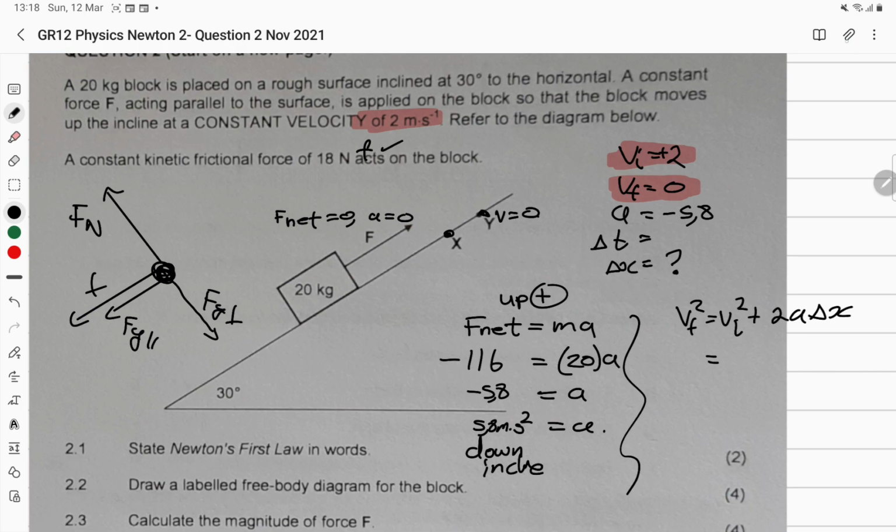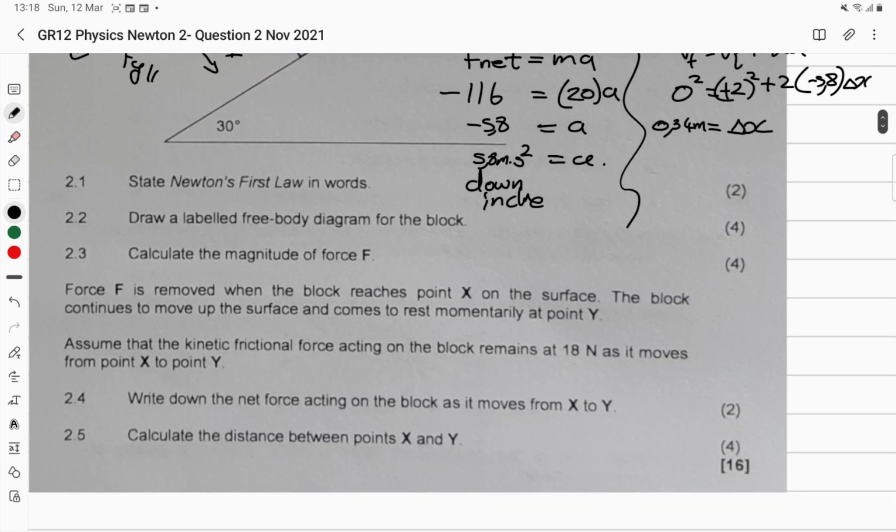Let me just plug these in. Actually, I'll do it with you. 0 squared equals 2 squared plus 2 times negative 5,8 times delta x. And we solve for that delta x, and we get delta x is equal to 0,34 meters. Quite a nice one, a bit of a thinking question, but I hope that helps a bit.